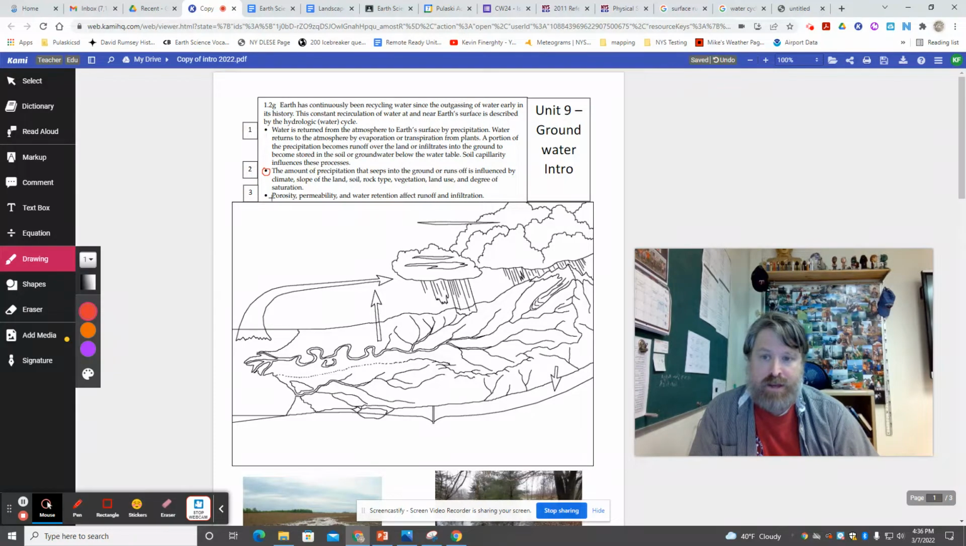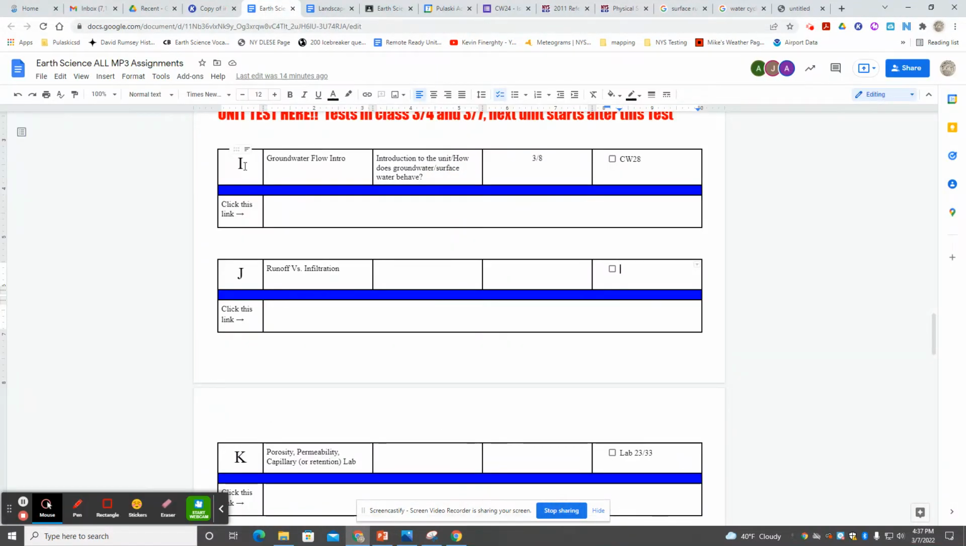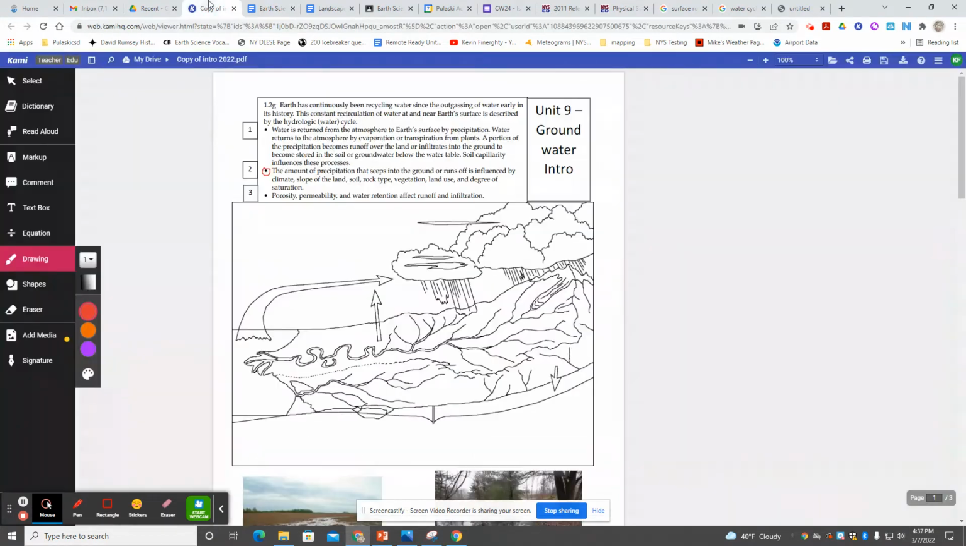And then three, these crazy vocab words: porosity, permeability, and water retention. We'll have a lab on that, a double lab. In fact, here's what I should have done: I, J, K. This is what you're going to be working on.